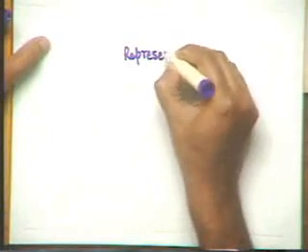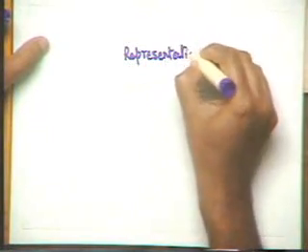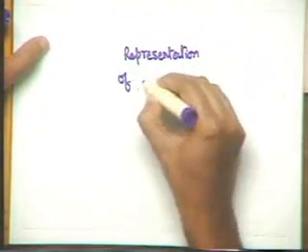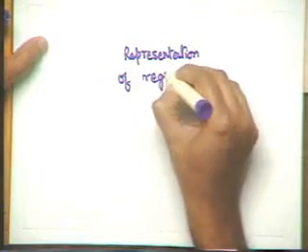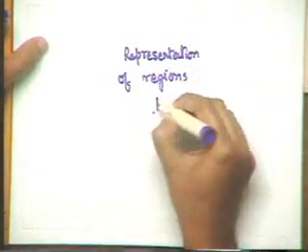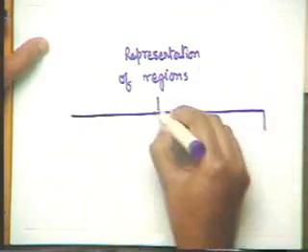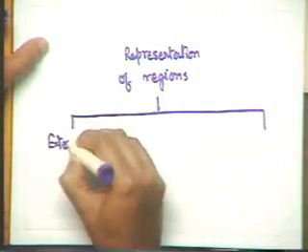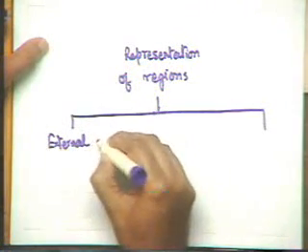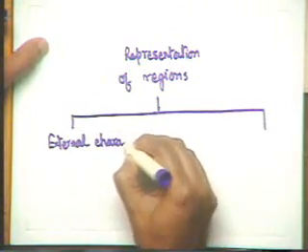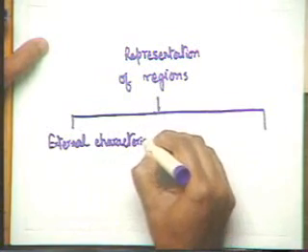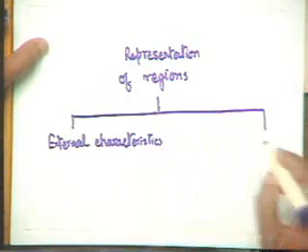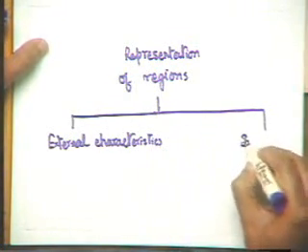So, representation of regions can be done either using the external characteristics of the region, and the other is the internal characteristics.